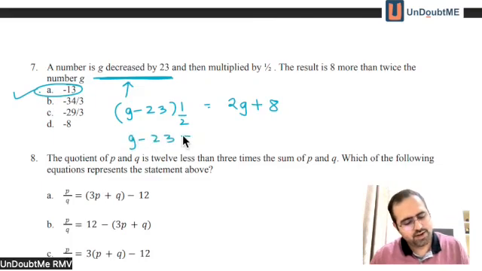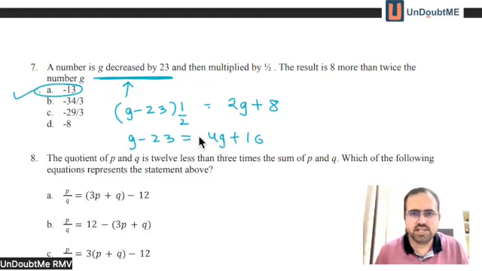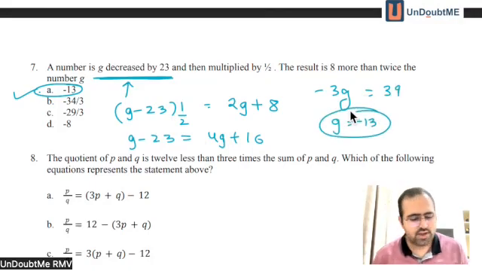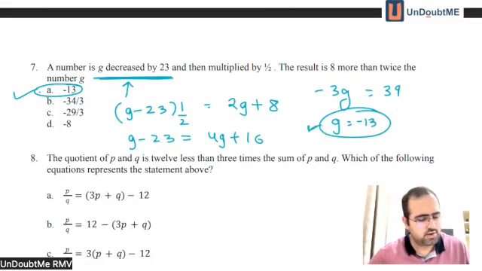So G minus 23, that 2 will go on the other side. It will be 4G plus 16. And then you can shift the terms here and there. Means I'll take G terms on one side. So G minus 4G will be minus 3G. And 16 plus 23 will be 39. So G is minus 13. Mix and match, if you want to do it manually or using a calculator, the thing is it should be done faster.